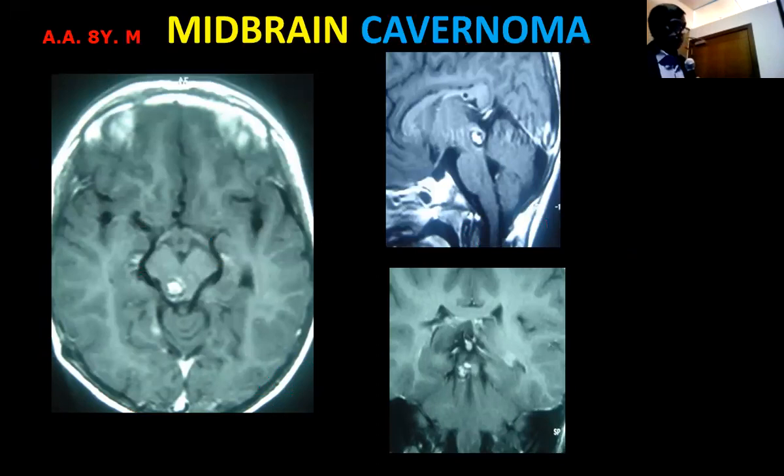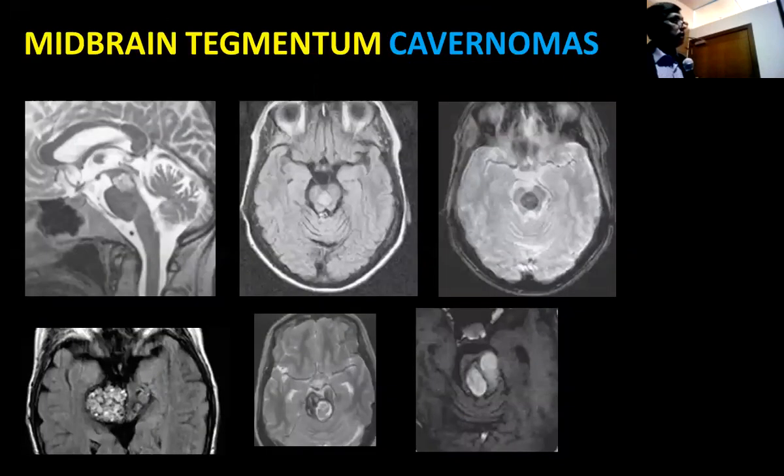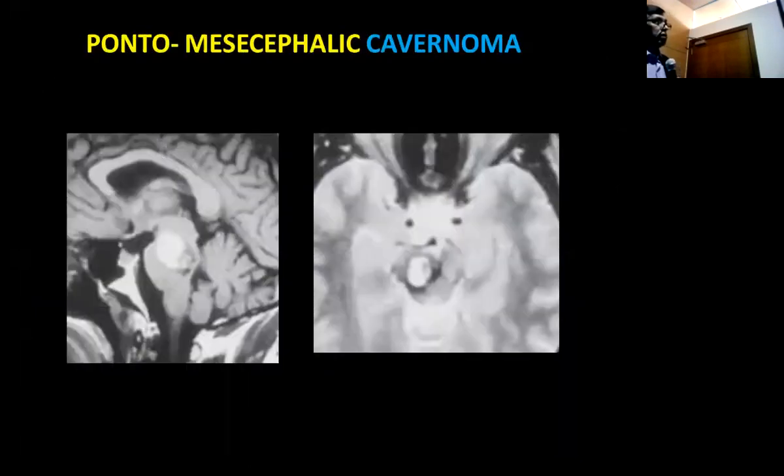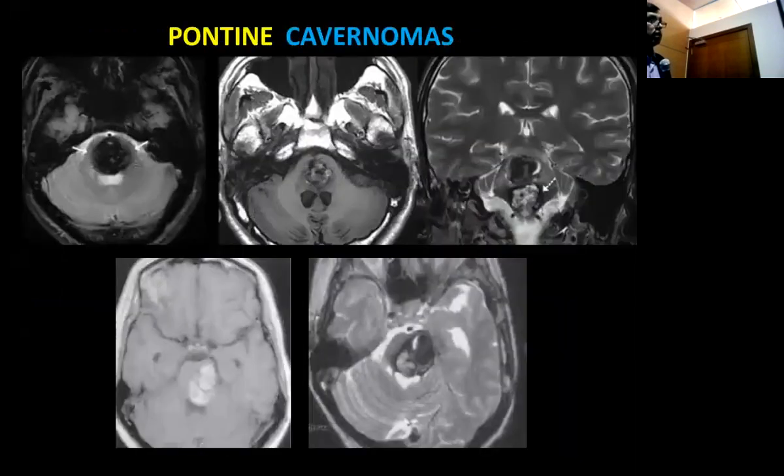So this is a cavernoma. This is the tegmentum, not the tectal plate. This is the tectal plate. This is the tegmentum of the midbrain. And again, you can see the lesion. It can be small, it can be large. This is ponto-mesencephalic. It's in the midbrain and in the pons. And this is totally a pontine glioma, or cavernoma, sorry.